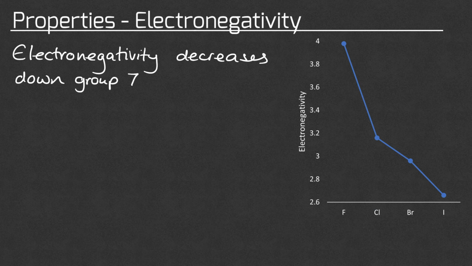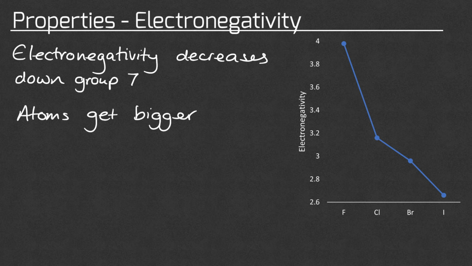The electronegativity of the group 7 elements decreases as you go down the group. Remember, electronegativity is the ability of an atom to attract the bonding electrons in a covalent bond. So it's how easily can that atom attract a pair of electrons.